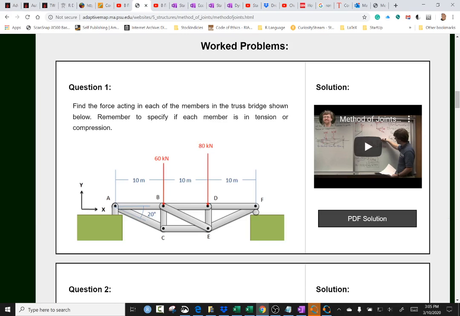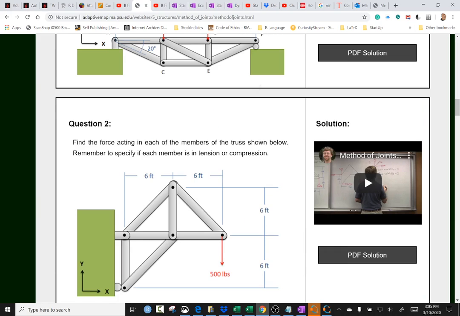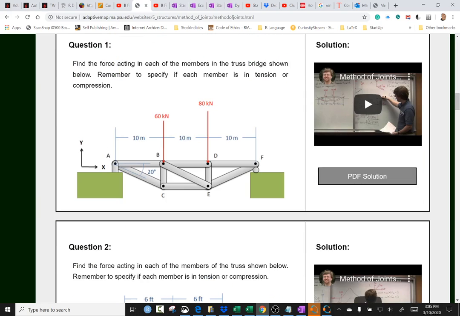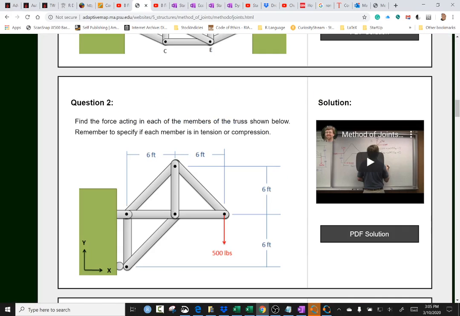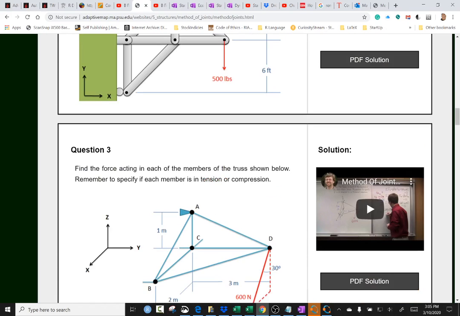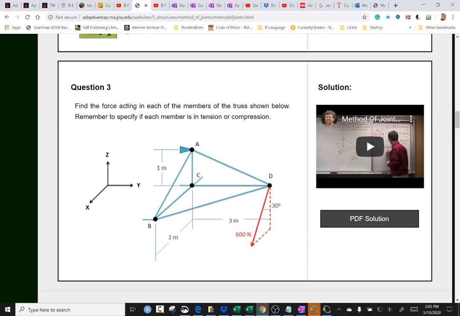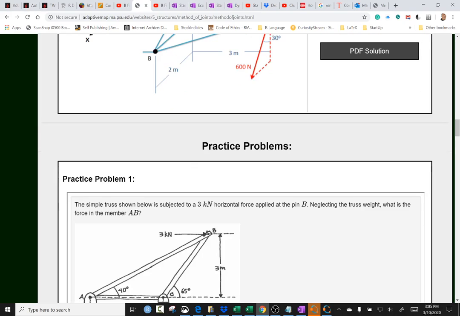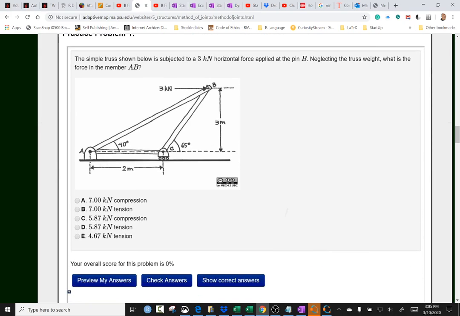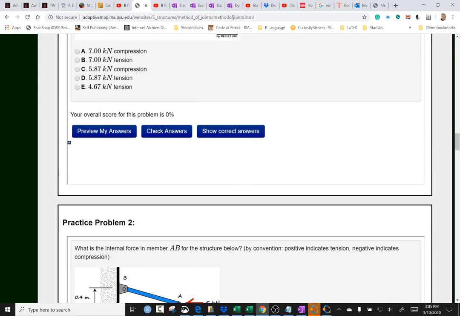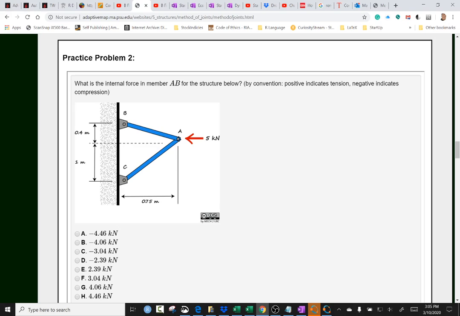And here's some work problems. I would say look at this one. He has a PDF solution right here. Question 2's excellently done. There's a PDF solution and a video. And then he's got a 3D one. Excellent. 3D truss. And he's got a practice problem. I like that. Very nicely done. Show the correct answer. He's got a practice problem here.